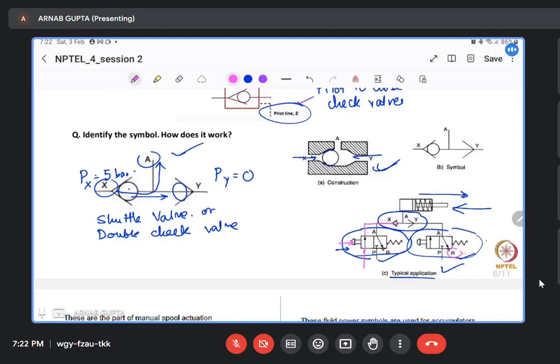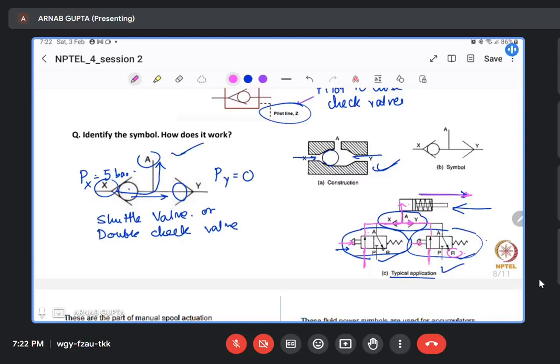So what happens here? Px is some finite value at which the liquid is flowing, and Py will be zero. So this ball will be shifting to this side. Now the liquid will flow into the cylinder, and the cylinder will extend. During the return stroke, what happens? You are pressing this, so this will be the configuration now.